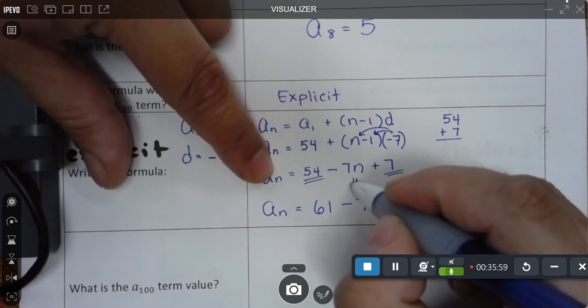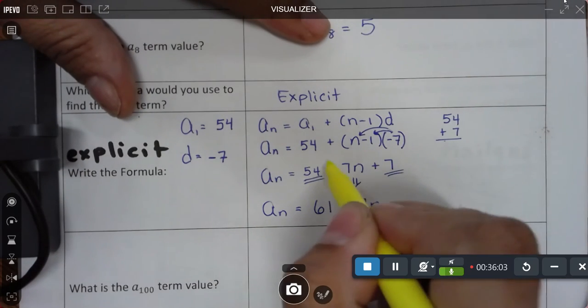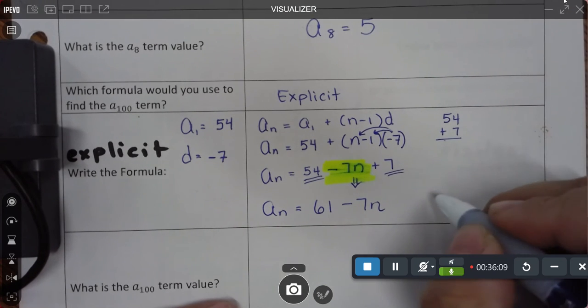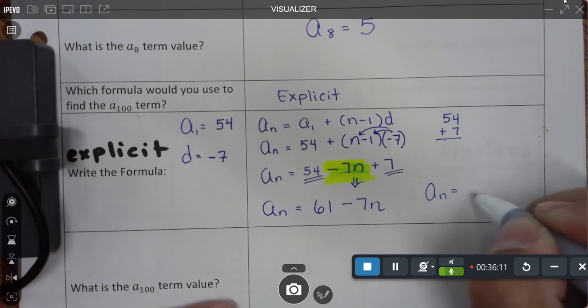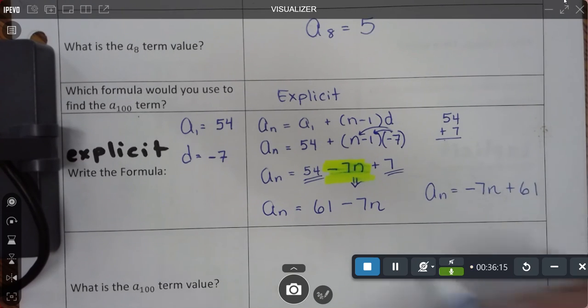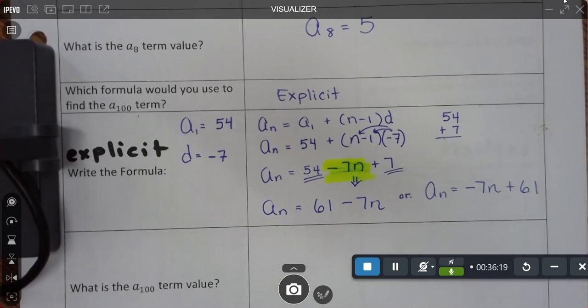You have to bring this down, and don't forget the negative sign. If you forget the negative sign, you're going to get the wrong answer. Could I have written that differently, Miss Medina? Yes, you could have written a sub n equals -7n plus 61. It's the same thing. Clear? But don't mess up the signs.